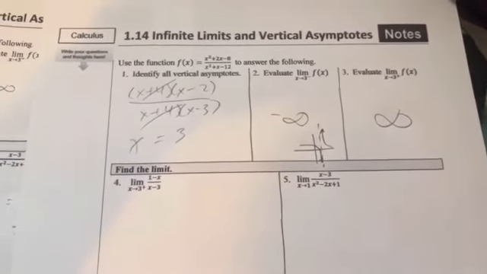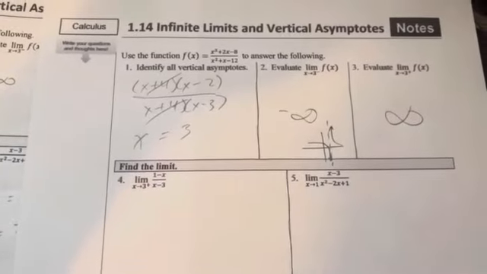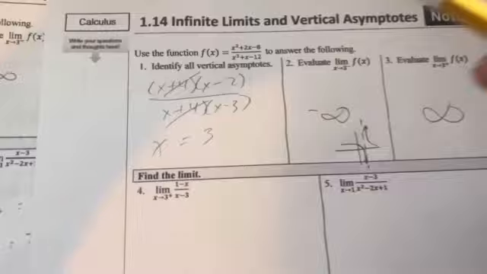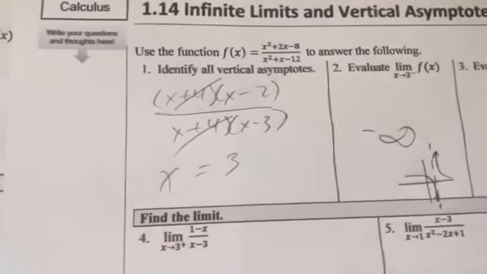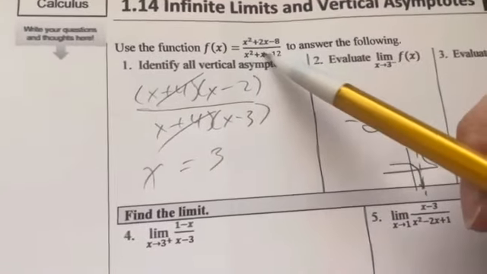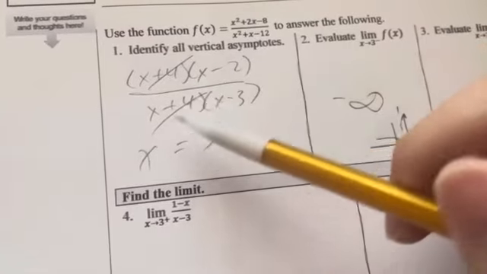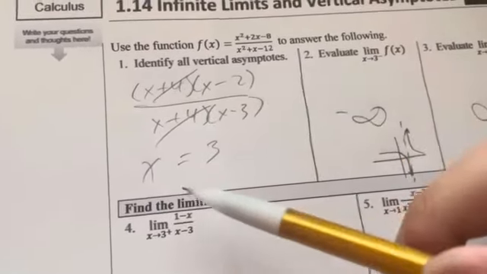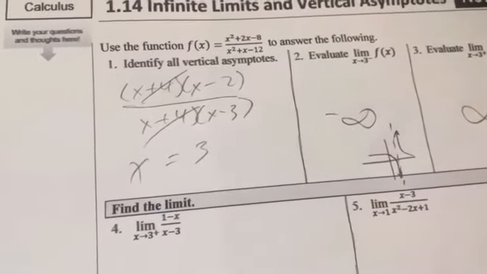Unit 1.14, infinite limits and vertical asymptotes. Use the function f of x to answer the following. Identify all vertical asymptotes. So we factored this function, we removed the hole, we canceled these out, and that leaves the vertical asymptote to be x equals 3.